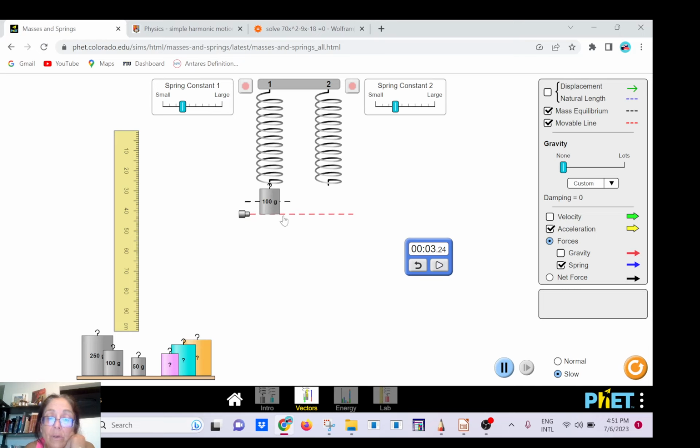You can do that on your own. I can make it a very small amplitude here, and it's going to take still 3.24, right? So we start from here. 1, 2, 3, and 4.